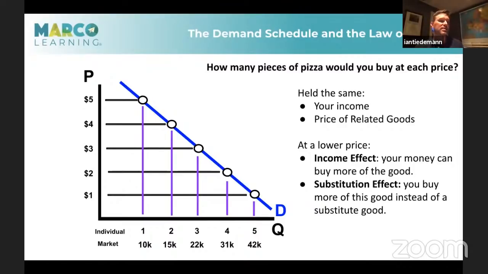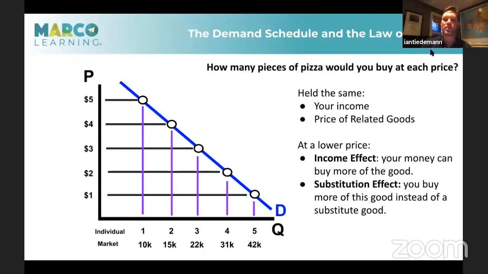Two big things explain this downward sloping demand curve: the income effect and the substitution effect. The income effect explains it because if the price goes down per slice, your income stretches further. You didn't actually earn more money, but you have more buying power. Second is the substitution effect. If the price goes down, you will buy more pizza and less of something else. Holding the price of, say, hamburgers the same, you're going to buy more slices of pizza.